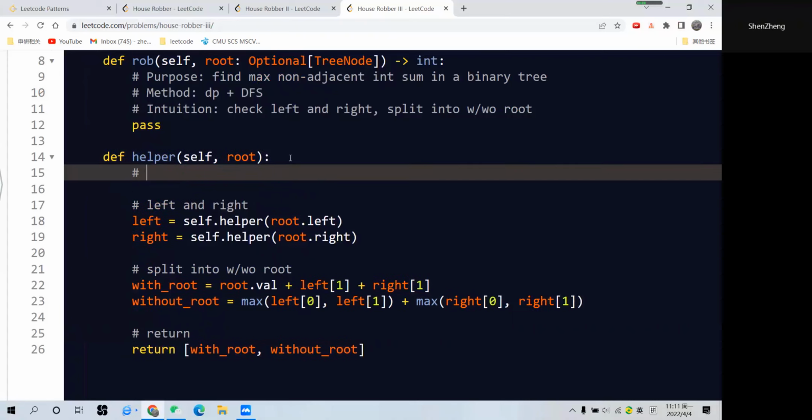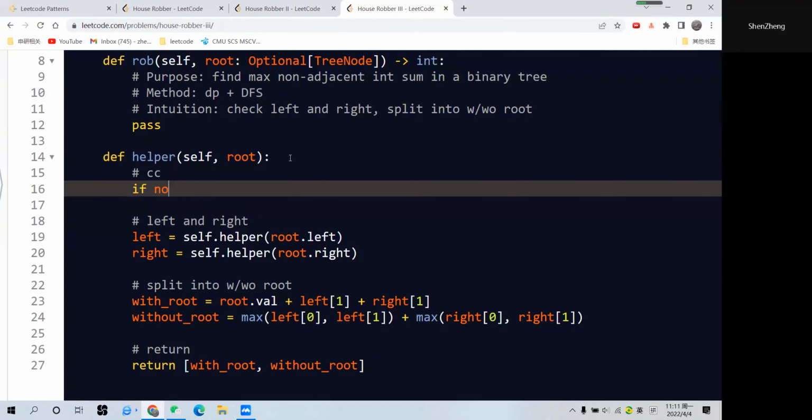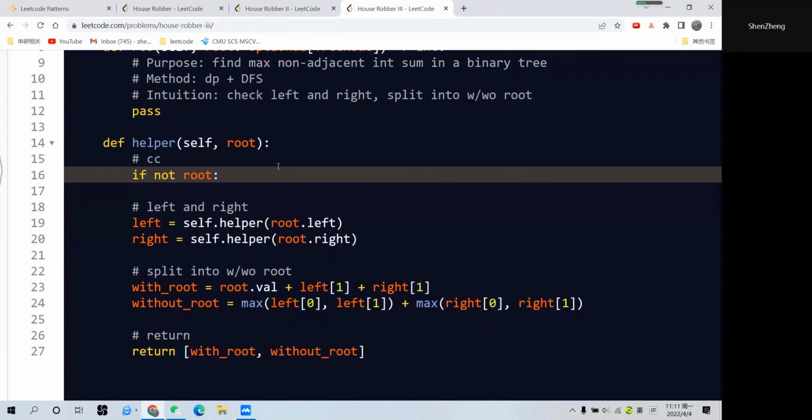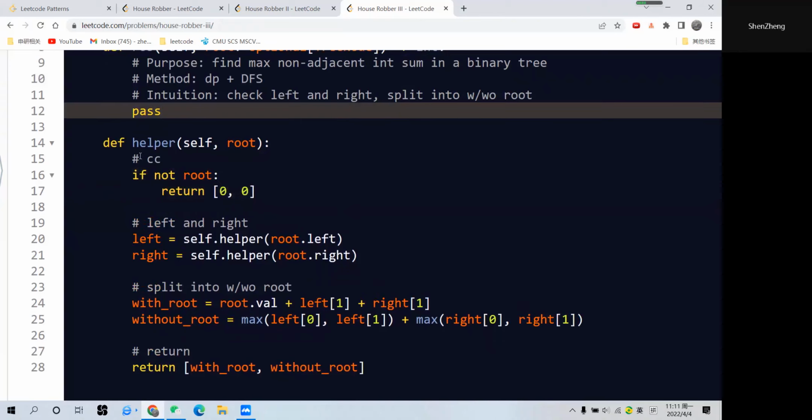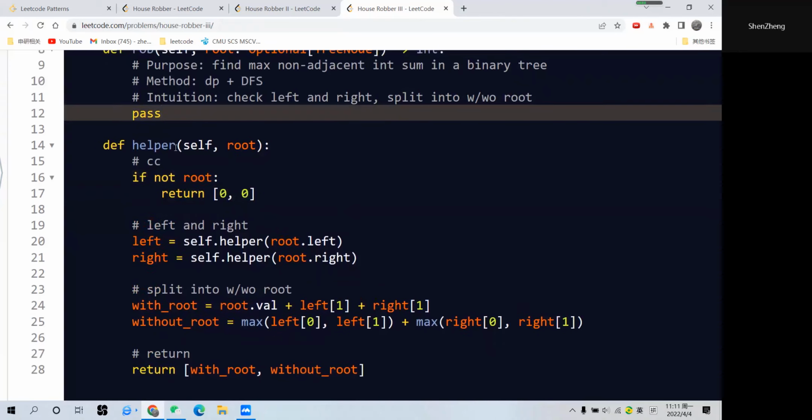And there's another thing to consider for the helper function, which is corner cases. So if we get a tree without root, then we want to immediately return 0, 0. This means we cannot rob anything, right? Okay, now we've finished the helper function. Let's think about how to write the main function.